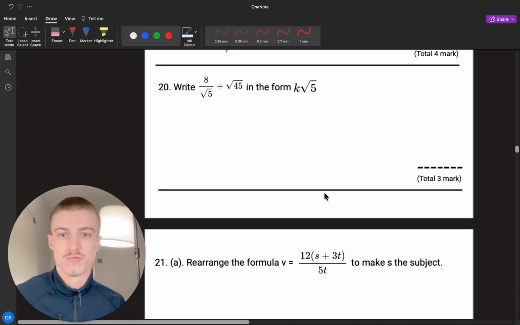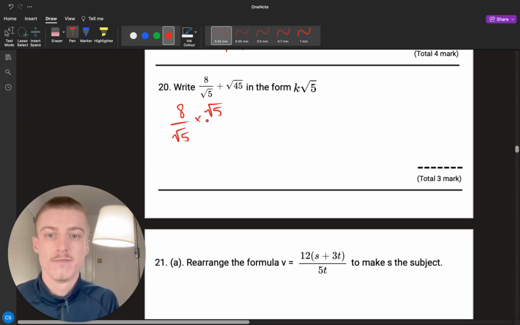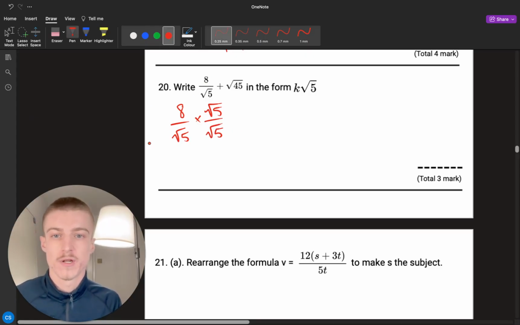Question 20. Write 8 over root 5 plus root 45 in the form of k root 5. So we don't like to have surds on the denominator. So what I'm going to do is do 8 over root 5 times root 5 over root 5, which is just 1. Anything divided by itself is 1, so we're not actually changing the fraction, we're just changing the way it looks. 8 times root 5 is 8 root 5.